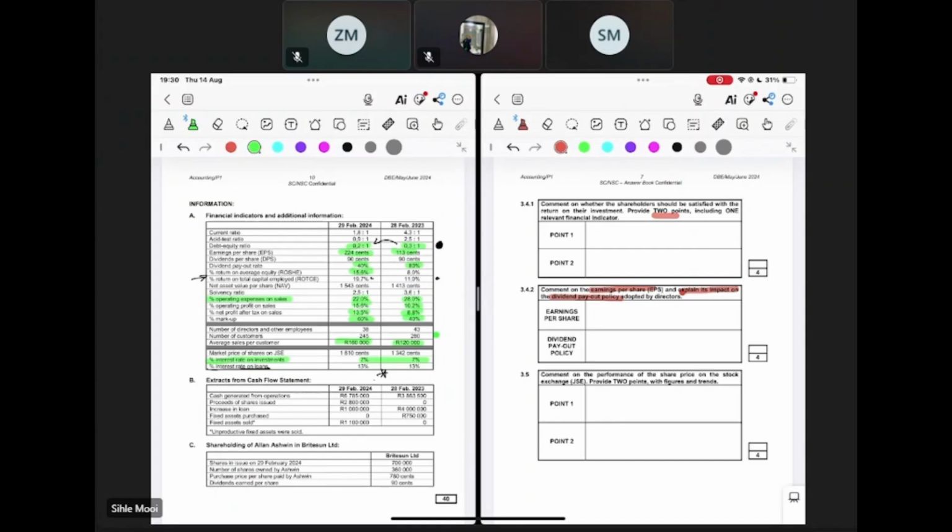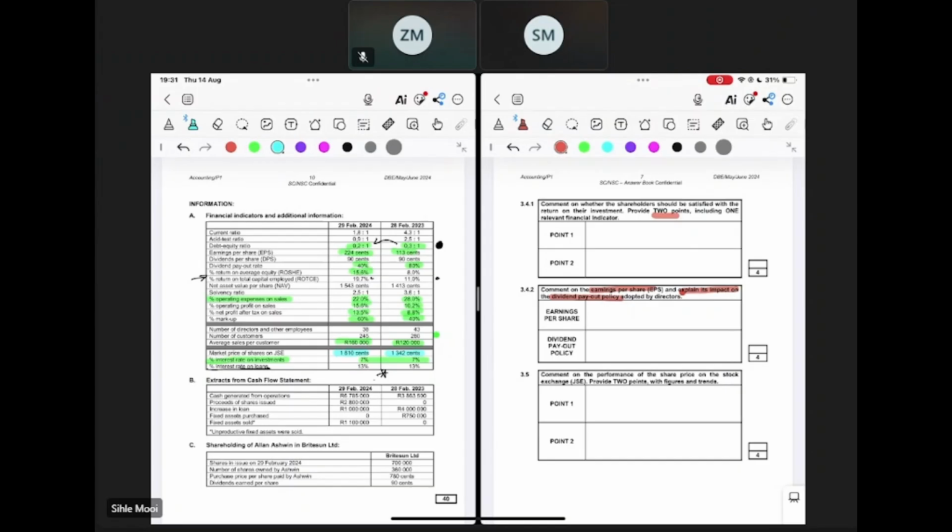Then we look at 3.5. Comment on the performance of the share price on the stock exchange, JSE. Provide 2 points with figures and trends. So let's see here. This is the market price of shares on the JSE. We have 1,610 cents and 1,342 cents. So the first point would be that the market share price has increased, meaning the value of the company has increased. So you'd say the market price of the share has improved from what it was in the previous year to what it is now, and you'd quote those figures.